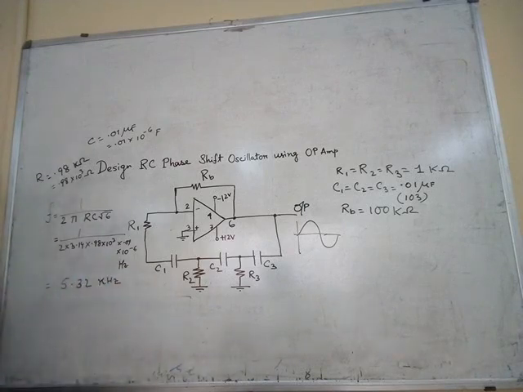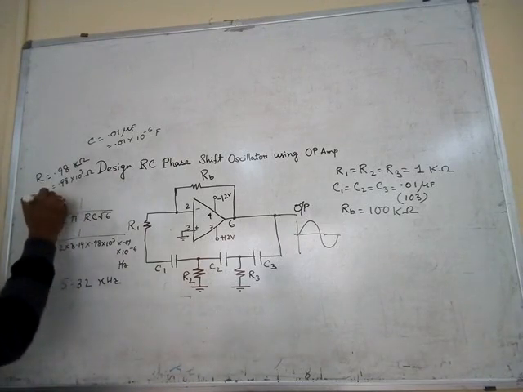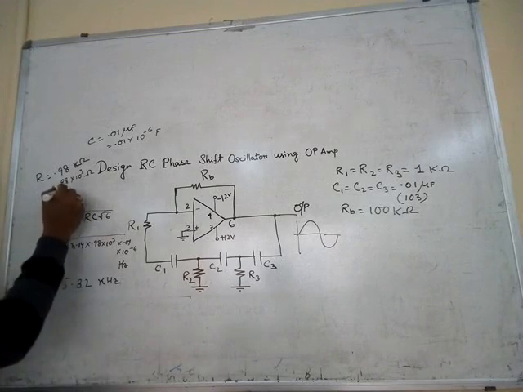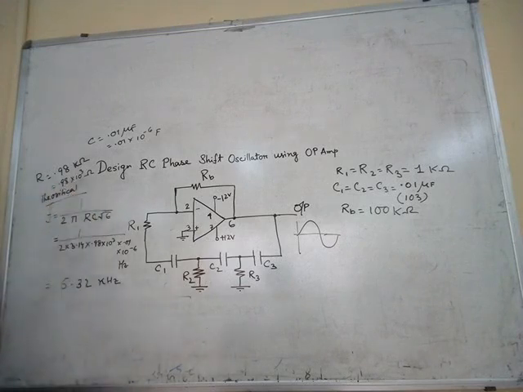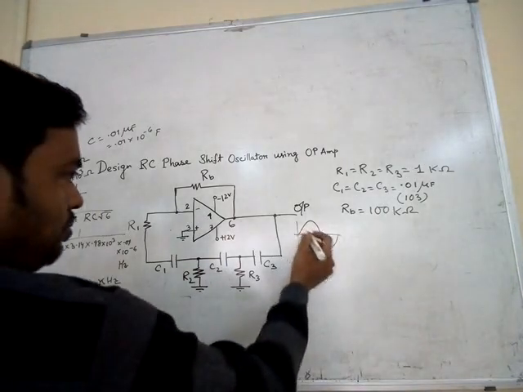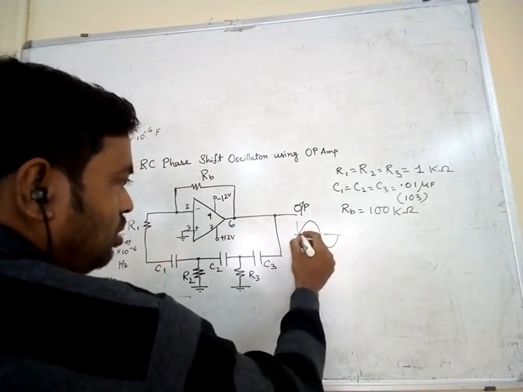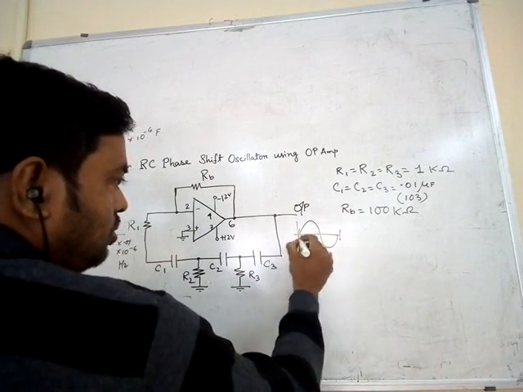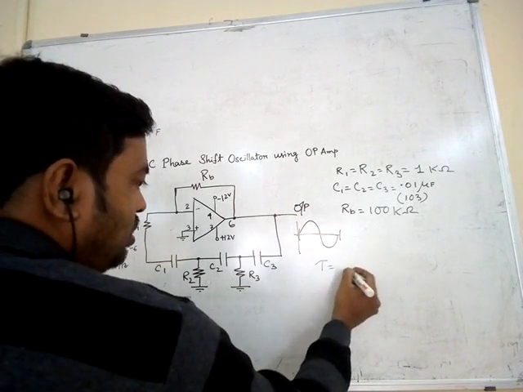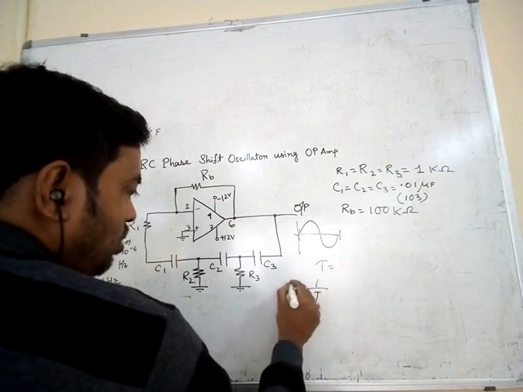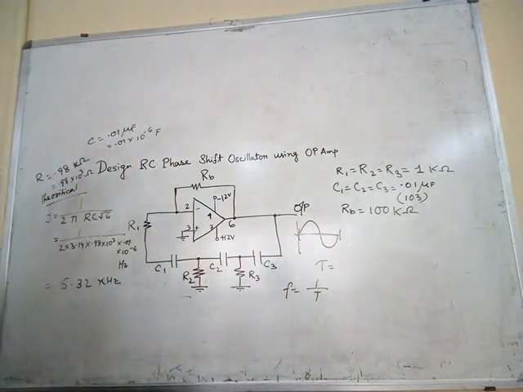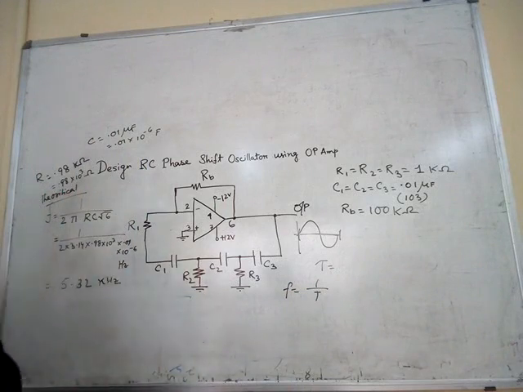You can do the calculation. This is the theoretical part. And from practical, we measure from the CRO, then we get the value of T from the CRO. This is total T, and if we divide by T, then we get the value of frequency. Now we can compare these two values, theoretical and practical.